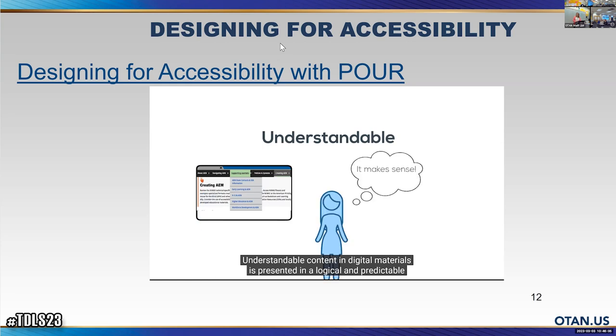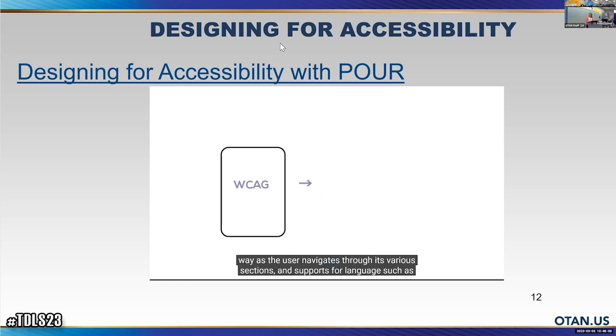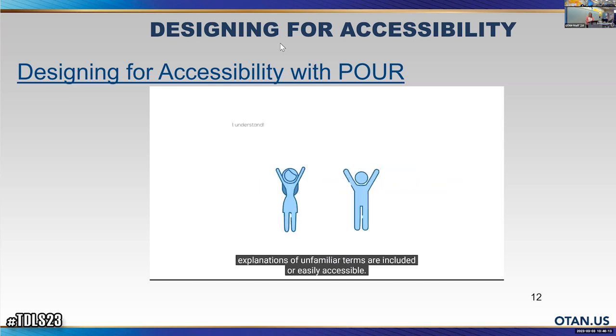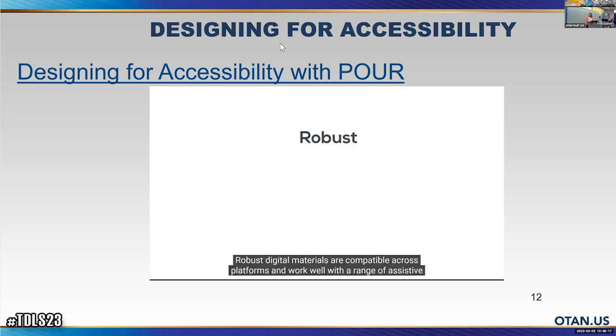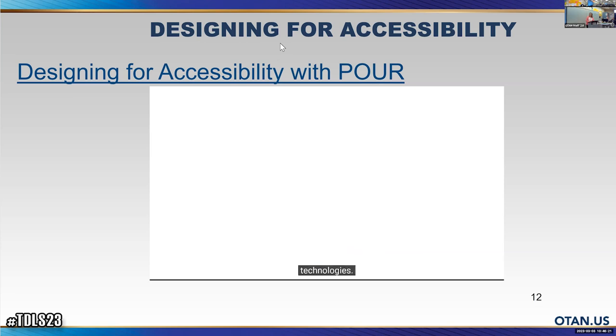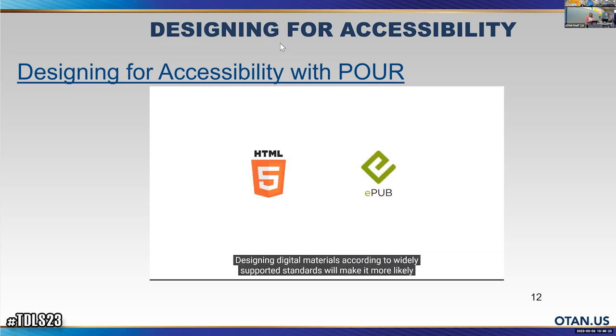Understandable content in digital materials is presented in a logical and predictable way as the user navigates through its various sections, and supports for language, such as explanations of unfamiliar terms, are included or easily accessible. Robust digital materials are compatible across platforms and work well with a range of assistive technologies. Designing digital materials according to widely supported standards will make it more likely that these materials will continue to work as intended as new delivery technologies are adopted.